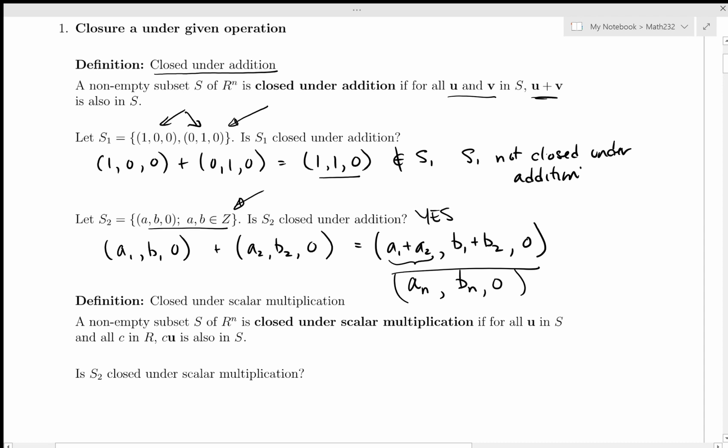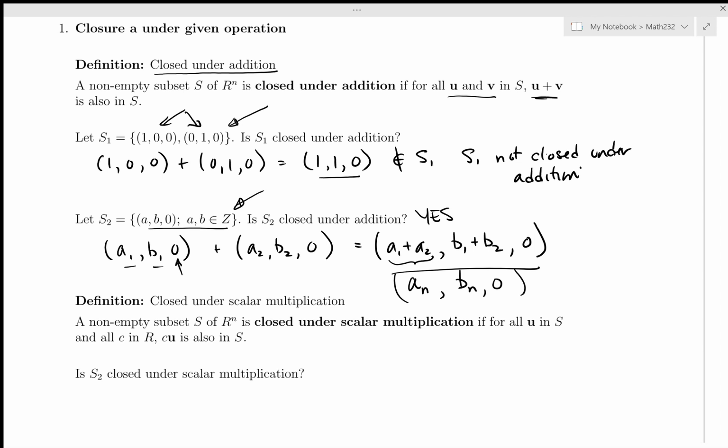Okay, I can't escape out. If I add together any two vectors here that have integer entries in their first two entries and 0 in the third, I always end up with a vector that still has integer entries in the first two dimensions and 0 in the third dimension. So I can't escape, so it is closed.